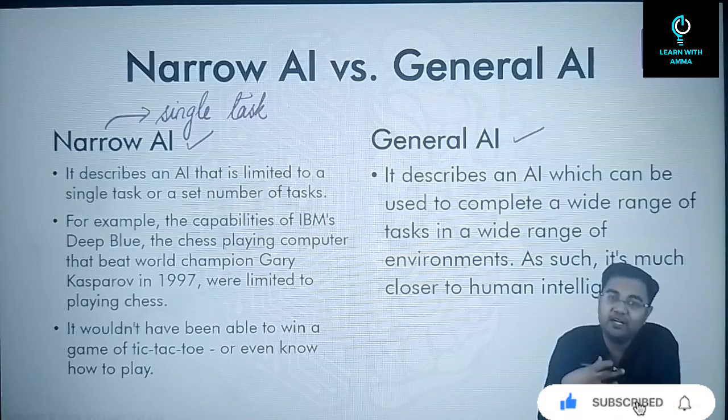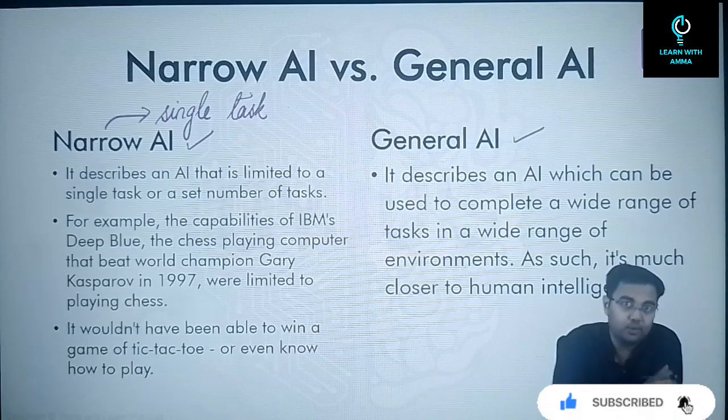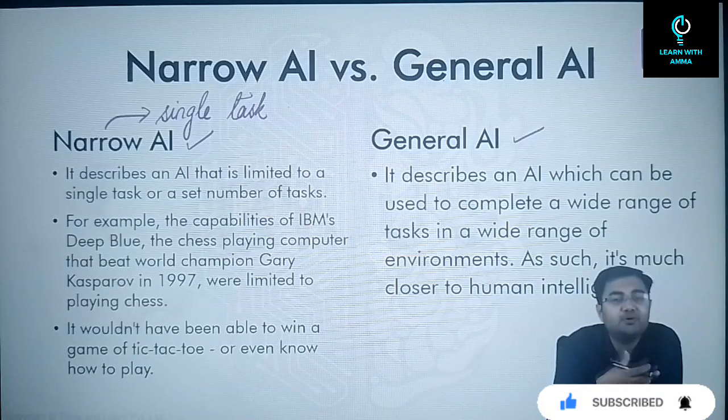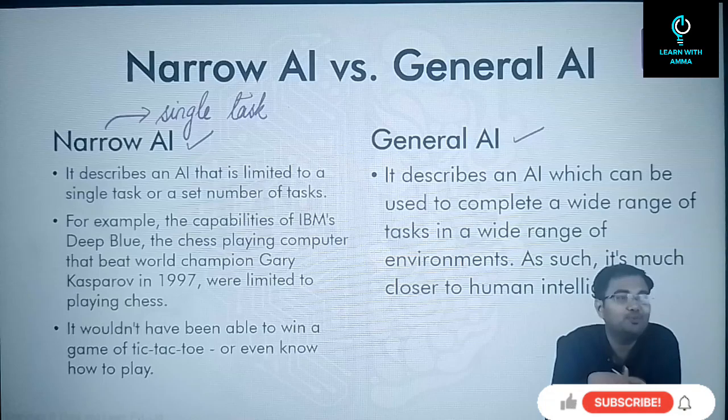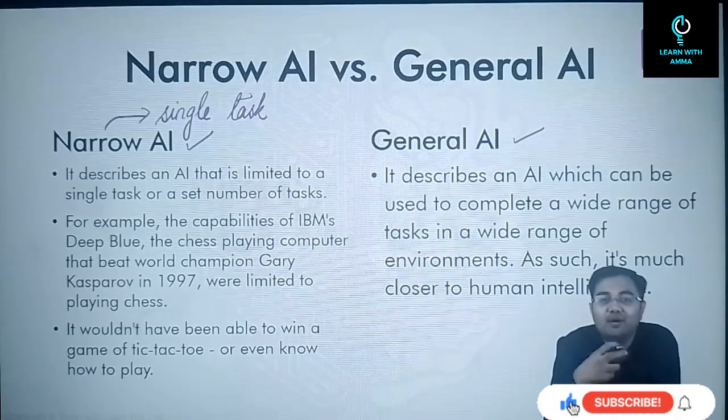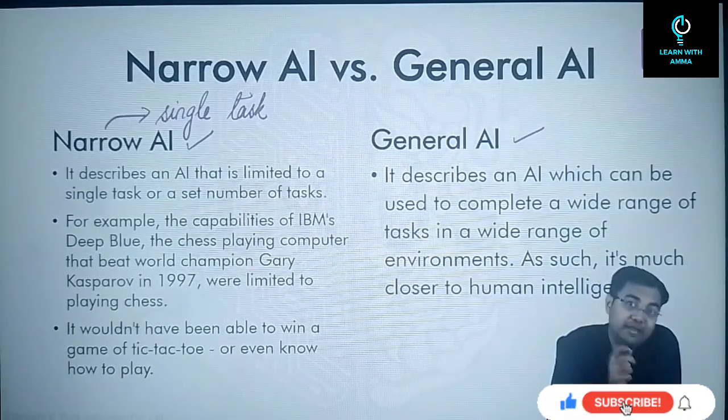Similarly, a chess playing artificial intelligence, an example that I had quoted, is also narrow AI because it just knows how to play chess. It does not know how to play Ludo. It does not know how to play PUBG. It just knows how to play chess. So that's why this is also narrow AI.